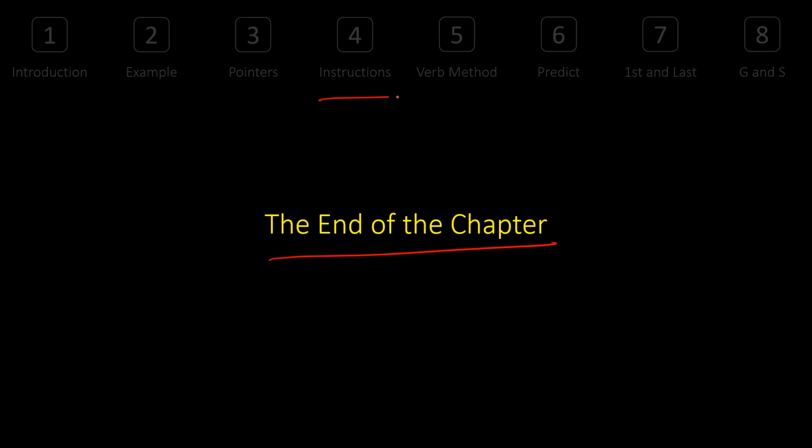You have to read the instructions and understand the verb method, very important. If you have not understood, go back again, please try it again and practice. Without practicing the verb method, things are not going to work out. Predict your answer, try to condense the information by understanding the first and the last blank, and the grammar and spelling are important, because without them you might get the answer correctly, but you might not get the point for that.